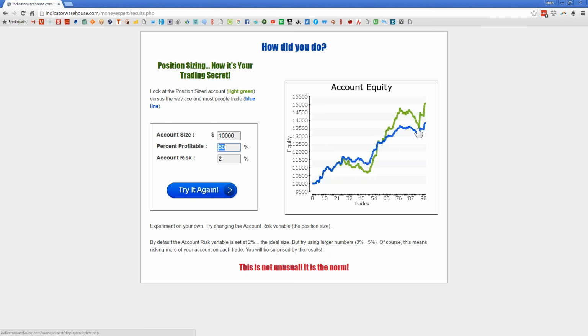So we start to lose again. Okay, we've lost, but we've lost proportionate to our risk, right? We haven't lost more than we can afford. So we both start with 10,000. Joe ends with just shy of 14,000. We end up with a little over 15,000. We earned an extra $1,000 for doing nothing more than correct position sizing.